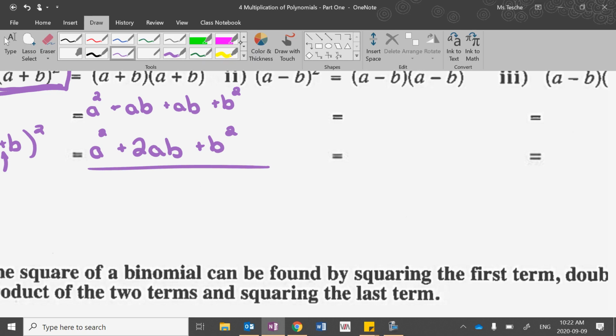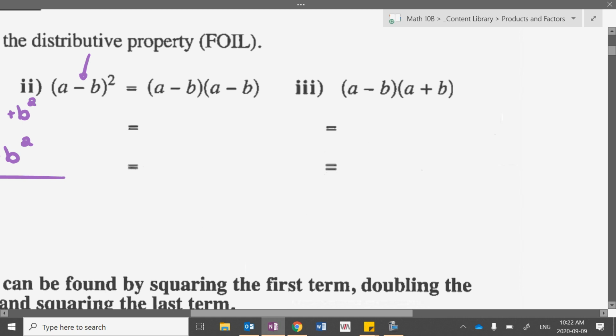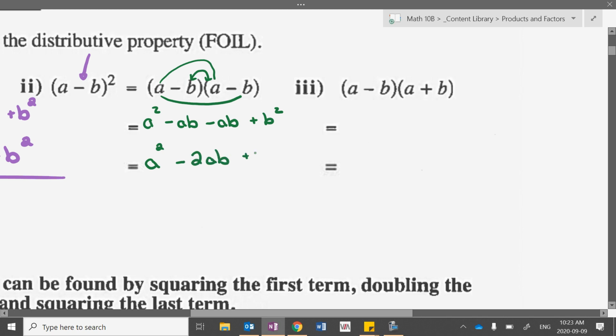So if we have a subtraction sign here, we write it out with (a minus b) times (a minus b). My first term, a times a, stays the same, so I still get a squared, but now it's a times negative b, so I get minus ab. My inside terms gives me a minus ab. My last term is a negative b times a negative b, which gives us a positive b squared. So I can combine those ab's together to give me minus 2ab plus b squared.